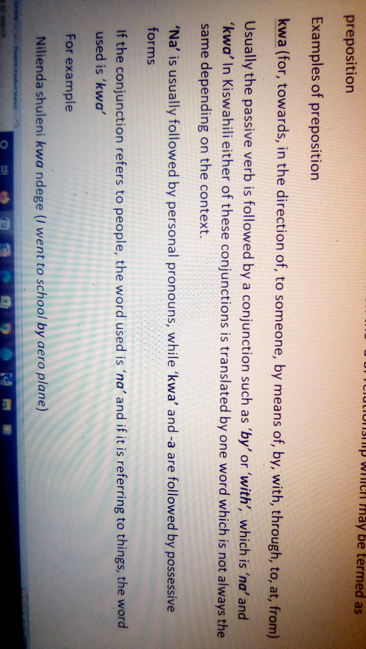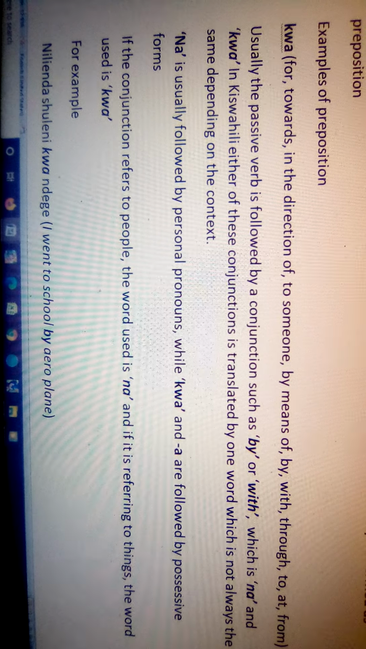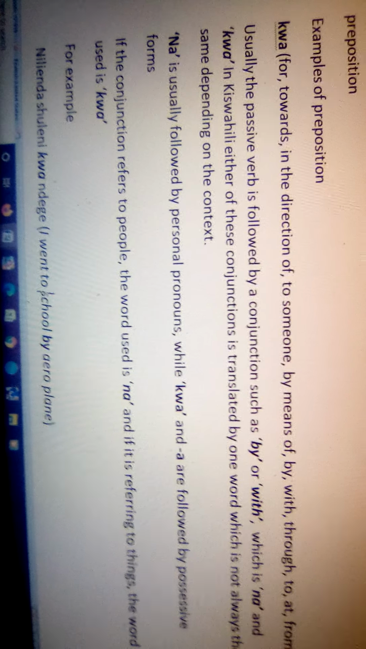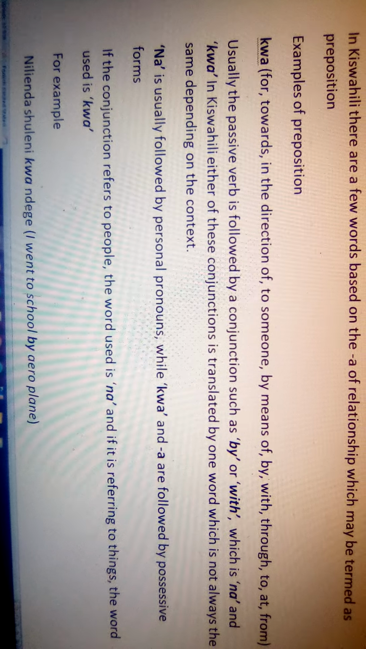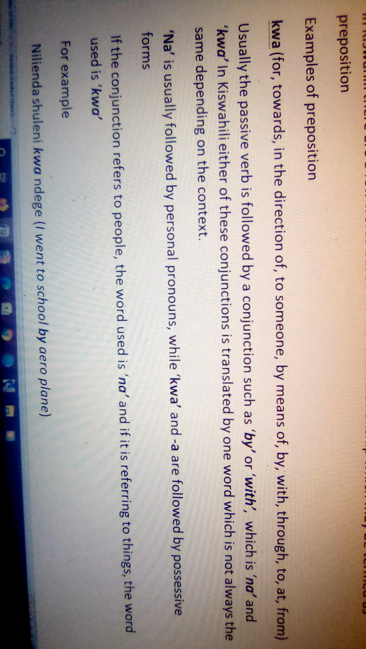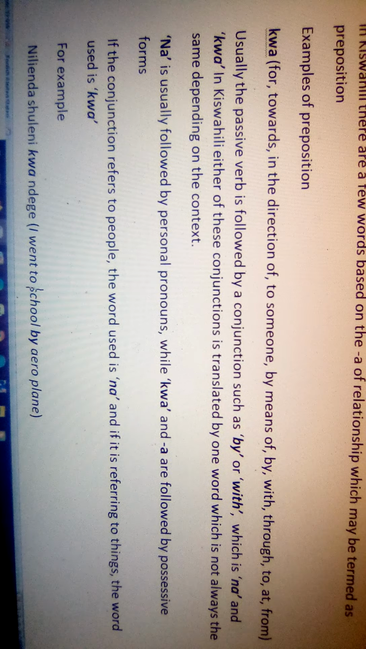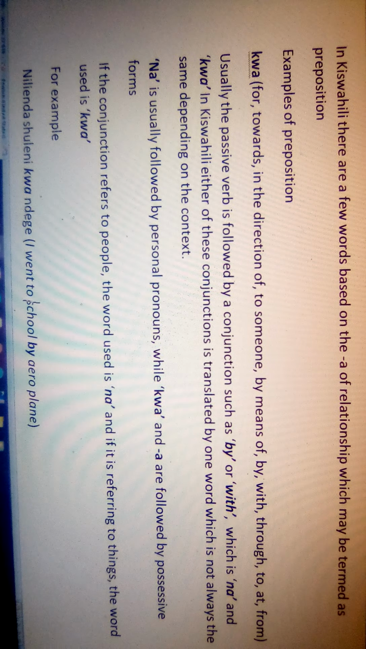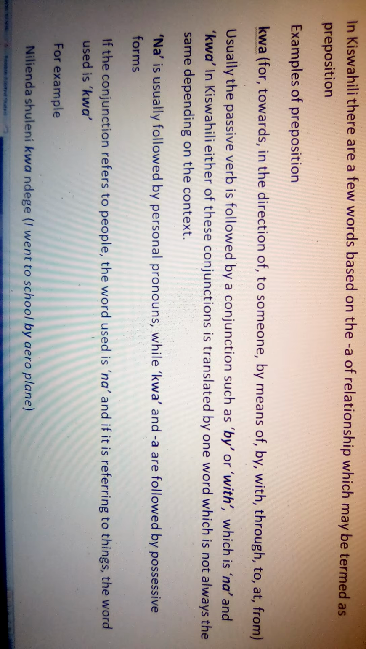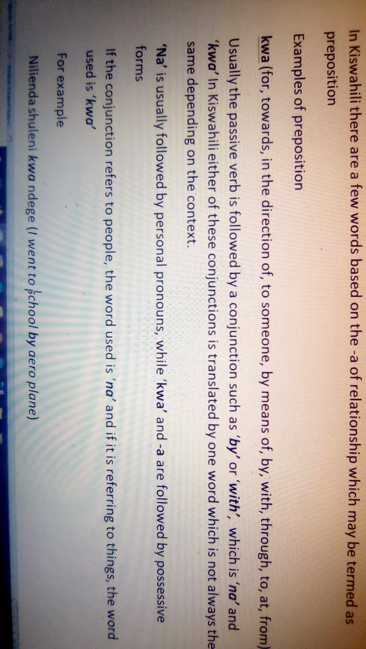So you have to know that na is usually followed by a personal pronoun. I'll give you some examples. Then kwa is followed by a possessive form. If the conjunction refers to people, the word used is na. And if it refers to things, the word used is usually kwa. These are rules you must learn when using these conjunctions, these prepositions. If the conjunction refers to people, the word used is na, and if it refers to things, the word used is usually kwa.